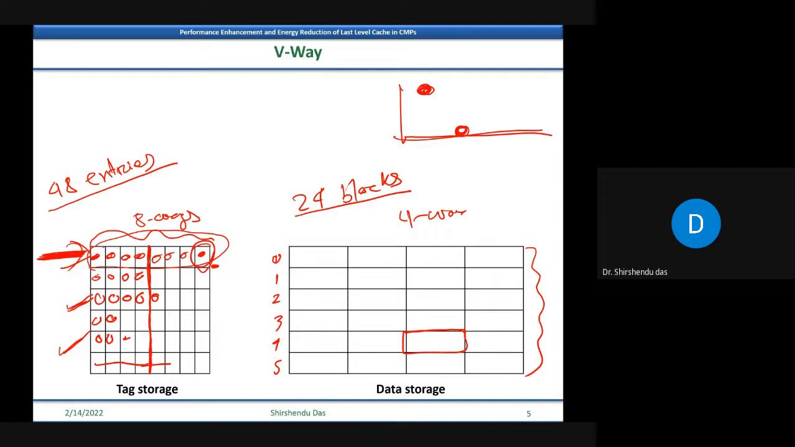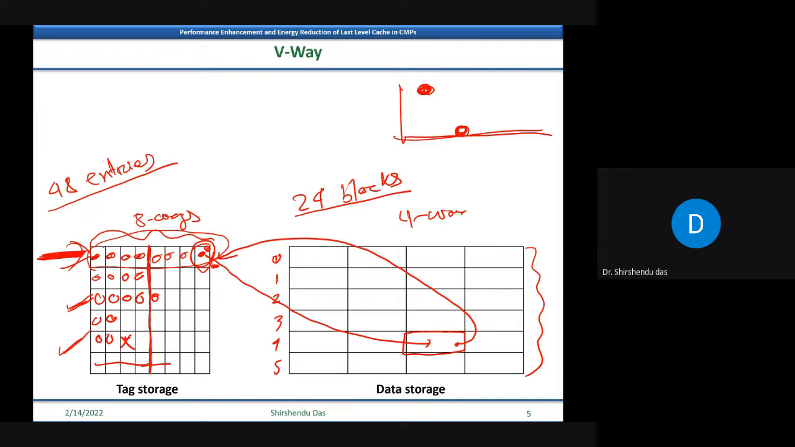In that case, we will go with the backward pointer. There is a backward pointer stored here. Suppose that backward pointer is pointing to this location. So this data and this tag will both be removed. This is the first point. After removing, this position becomes empty, so in that position the new data of the new block will be stored. The forward pointer will also change, and after pointing here, the backward pointer will also change, and now it will point to this.